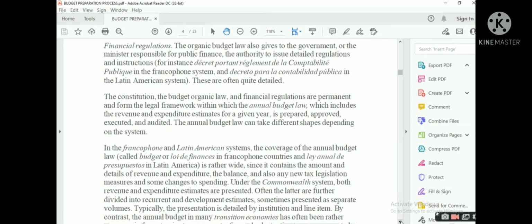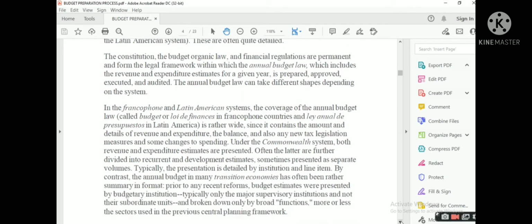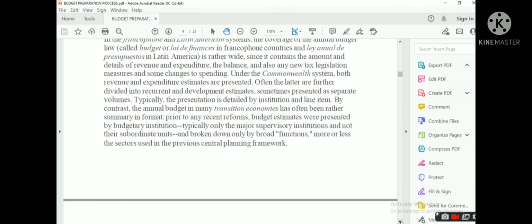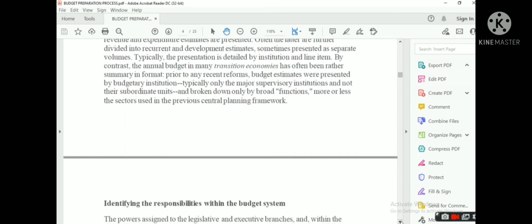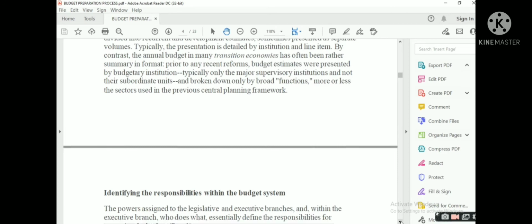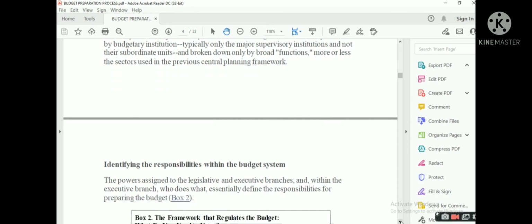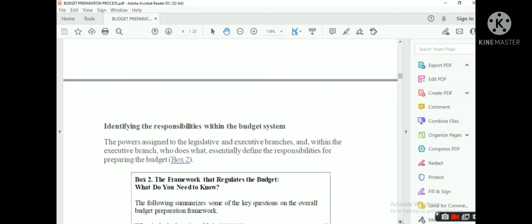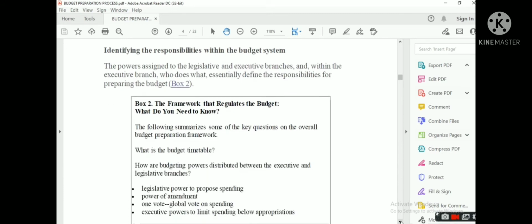The annual budget law can take different shapes depending on the system. In the Francophone and Latin American systems, the coverage of the annual budget law, called budget or loi de finances in Francophone countries and ley anual de presupuestos in Latin America, is rather wide, since it contains the amount and details of revenue and expenditure, the balance, and also any new tax legislation measures and some changes to spending. Under the Commonwealth system, both revenue and expenditure estimates are presented. Often the latter are further divided into recurrent and development estimates, sometimes presented as separate volumes. Typically, the presentation is detailed by institution and line item.